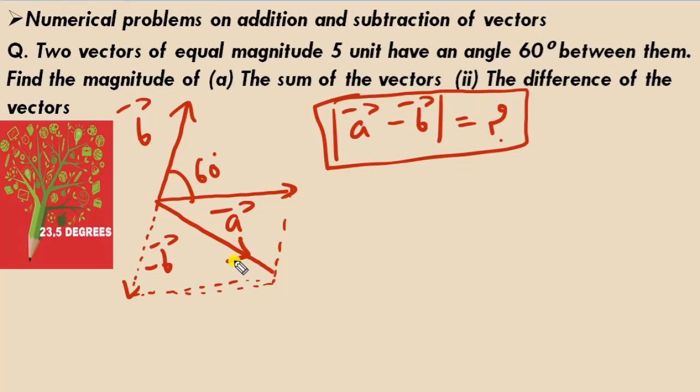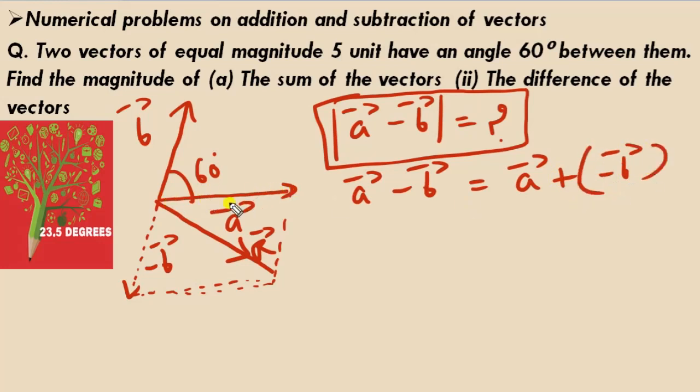This would be this resultant vector, vector R. This is nothing but vector A minus vector B, because when we say vector A minus vector B, it simply means vector A plus minus vector B. We are adding vector A with minus vector B, and we will get vector R using parallelogram law of addition of vectors.